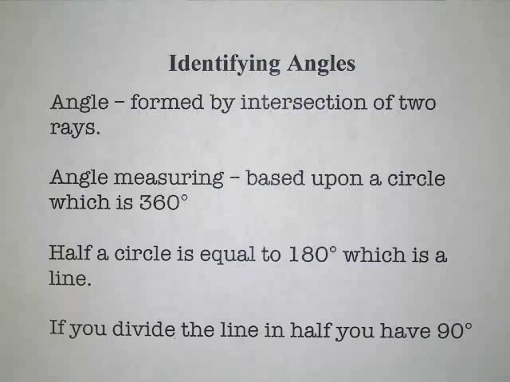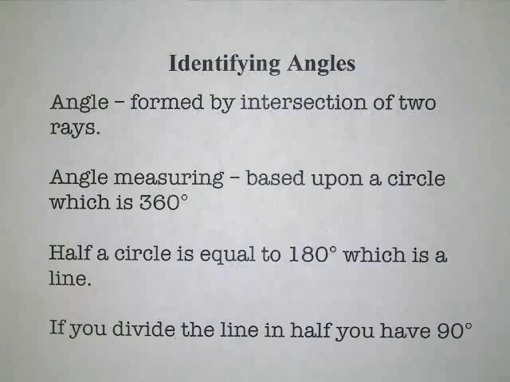What is the half of a circle? Okay, so how many degrees are in half of a circle? 180. And we call that a straight line. So if we have an angle that measures 180 degrees, what do we have? Caitlin? A straight line. Everyone understand that?